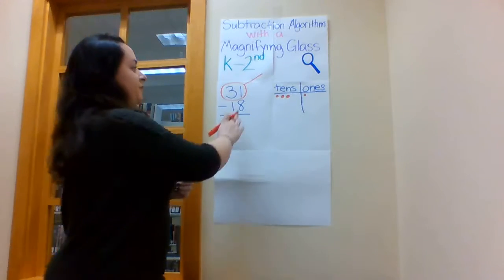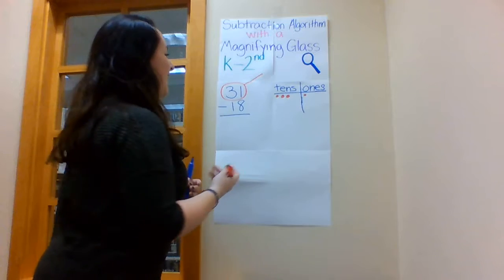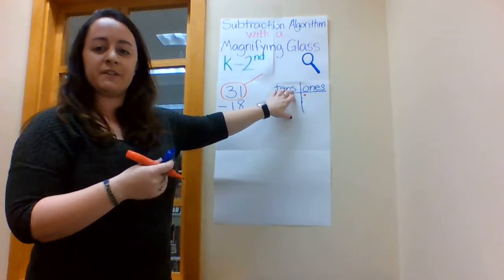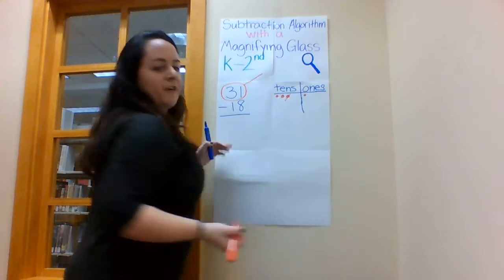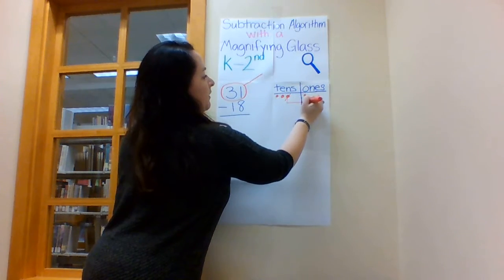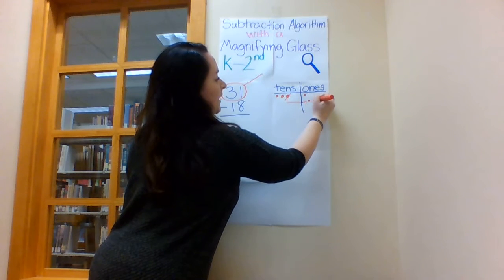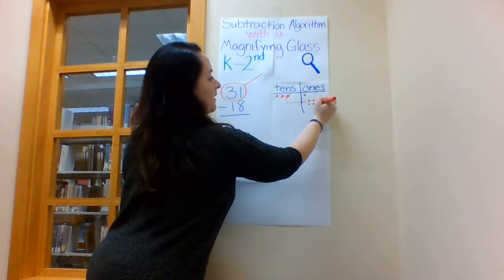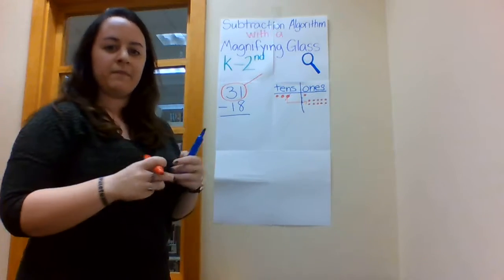So next we're going to ask the students, can we take 8 from 1? Hopefully they're going to say no. Then we're going to show them that we need to go over to the tens place to borrow. So we need to go over and we're going to cross out one of our tens. And we know that 1 ten is equal to 10 ones. So we're going to draw an arrow and we're going to add 10 ones over on this side. So 5, 6, 7, 8, 9, and 10.